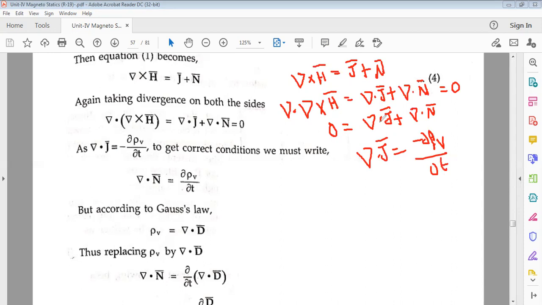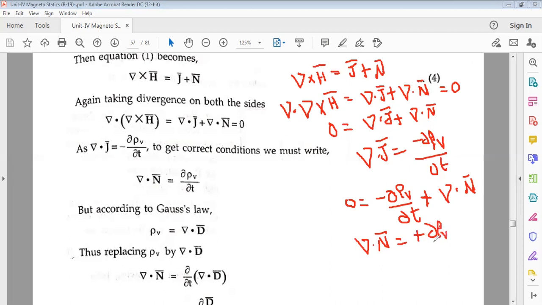Got it, my students? You can substitute the del dot J bar as minus dou rho V by dou T in the above equation. Minus dou rho V by dou T is equal to plus del dot N bar. Now, what is del dot N bar? Del dot N bar is equal to plus dou rho V by dou T.